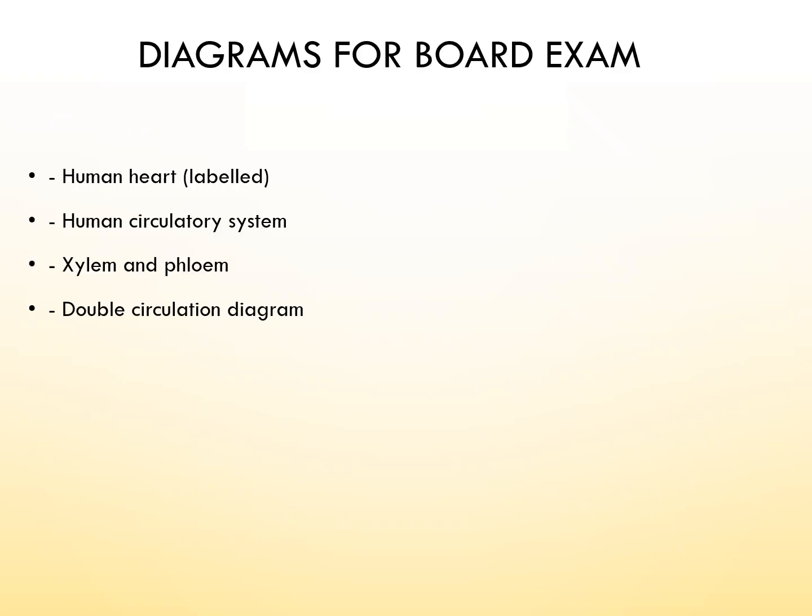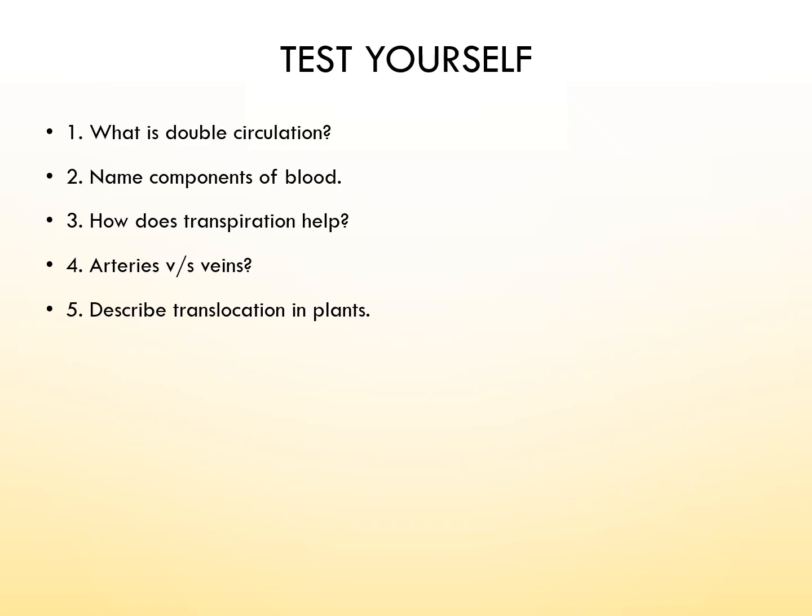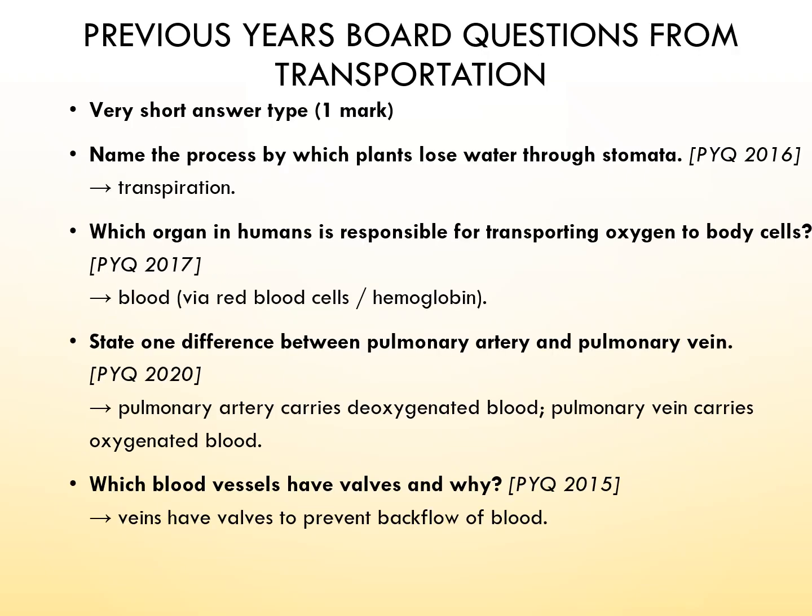Then these are some of the important board examination diagrams that are often asked. So all you need to learn them: double circulation, diagram of xylem and phloem, human circulatory system and human heart. So you can be asked about the labeling of the heart. These are some of the questions that you can try. I have noted some previous year questions from this part of the life process that have come in CBSE board examinations, and I have divided them into short answers, very short, long and MCQs.